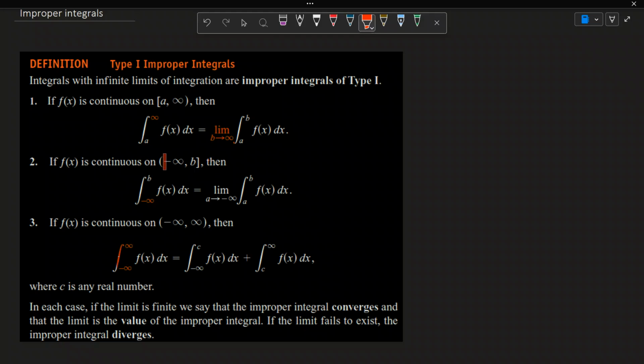So in case we have minus infinity in the lower limit, then we write a in the lower limit instead of minus infinity, and we say that a approaches minus infinity, and we study it the same way.